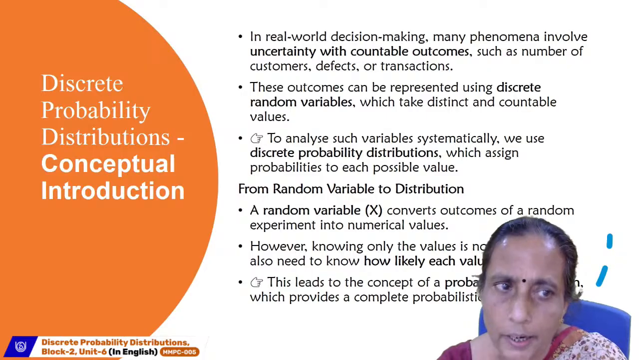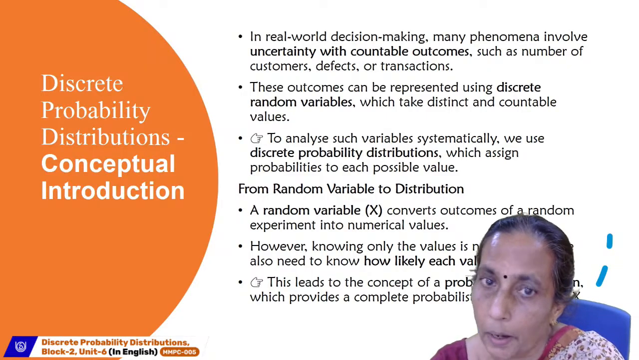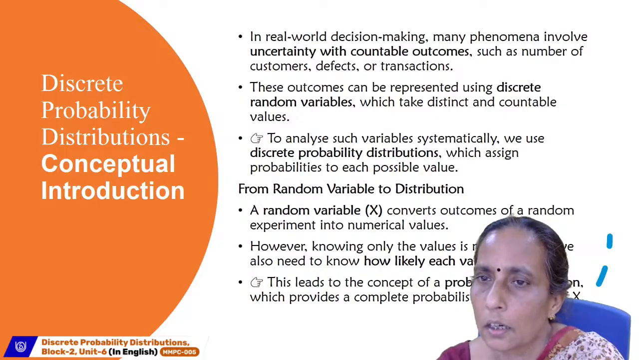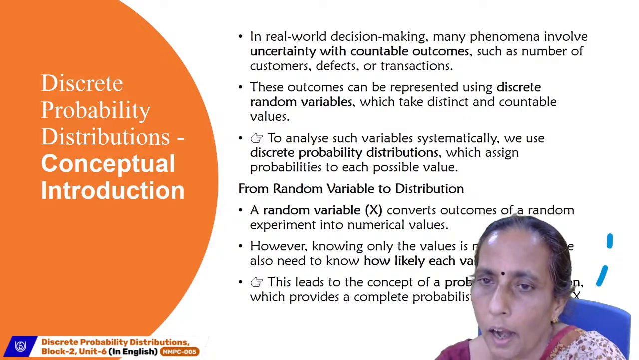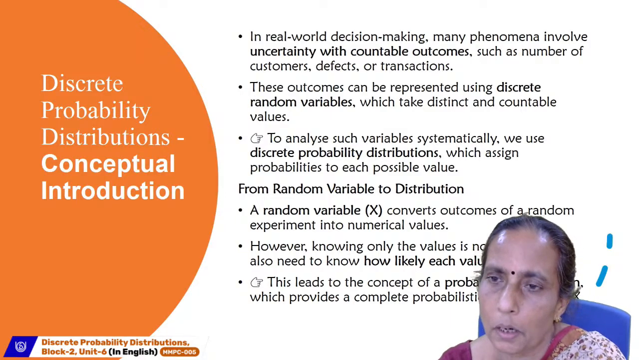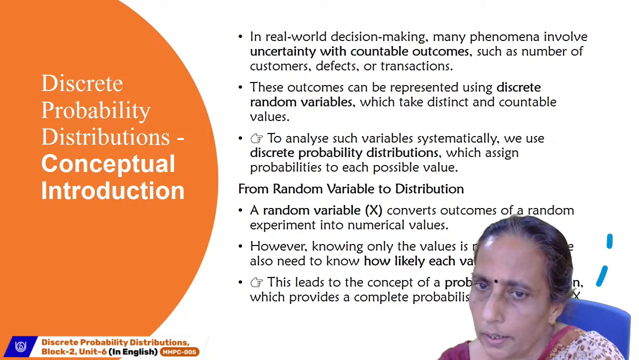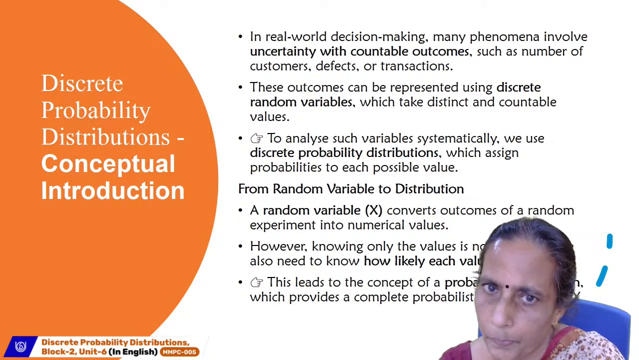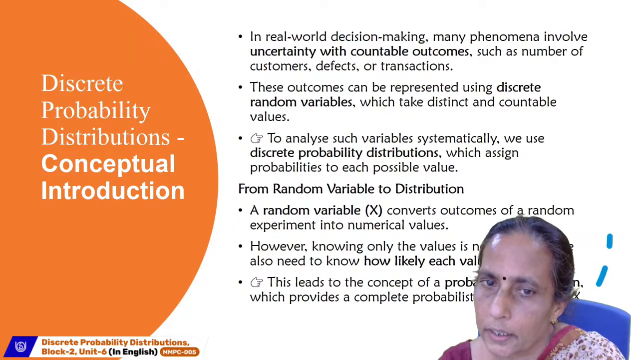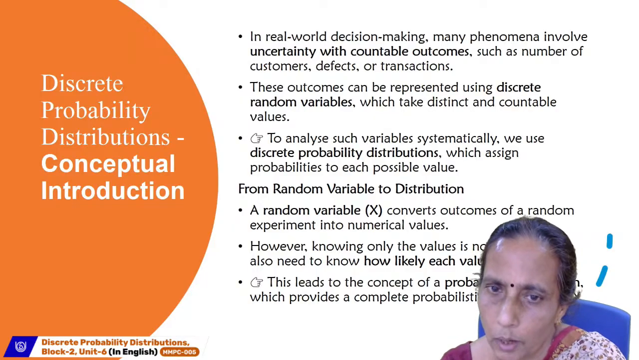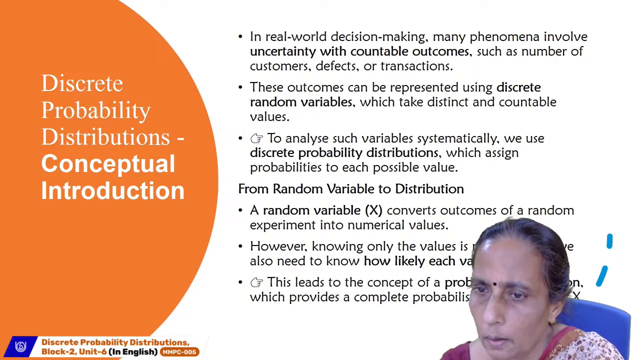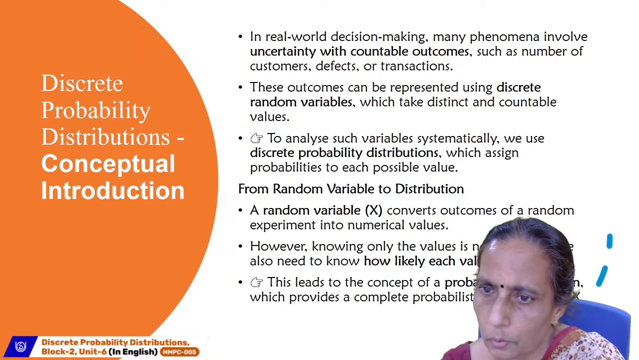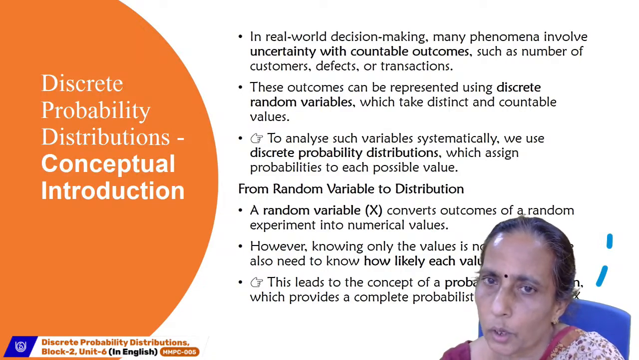Next. In real world decision making, many phenomena include uncertainty and countable outcomes, such as the number of customers, defects, and transactions. These outcomes can be represented using discrete random variables, which take distinct and countable values. To analyze such variables systematically, we use discrete probability distributions, which assign probabilities to each possible value.